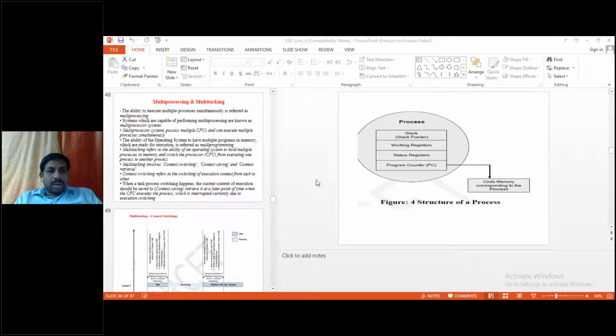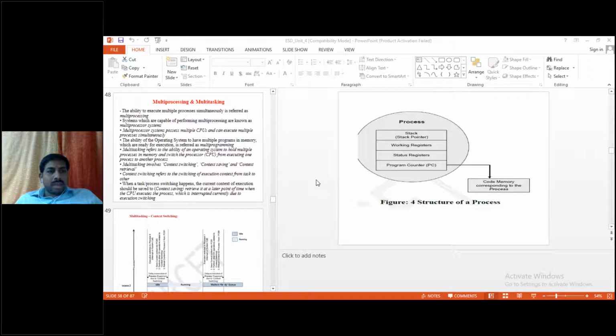Multitasking refers to the ability of an OS to hold multiple processes in the memory and switch the processor from one process to another process. So multitasking refers to the ability of an OS to hold multiple processes in the memory and switch the processor or the CPU from executing one process to another process.